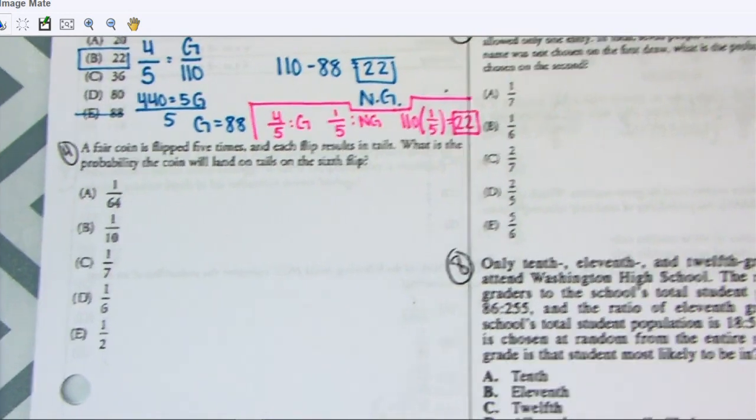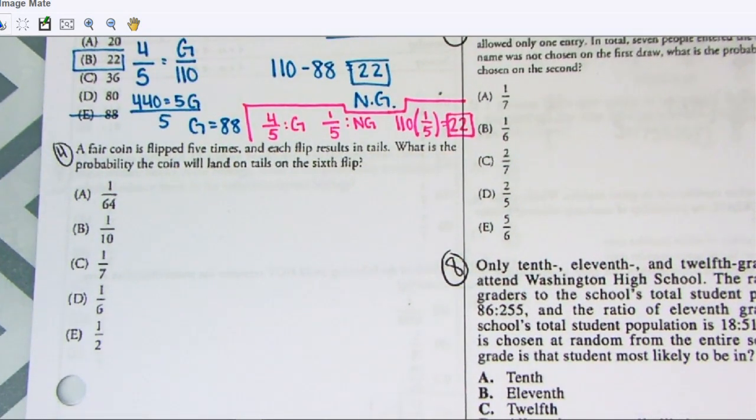Okay, number 4, the coin problem. It says a fair coin is flipped 5 times and each time it has been tails. What is the probability that it will land on tails on the 6th flip? Now, notice how it's not saying it's landing on tails in a row.